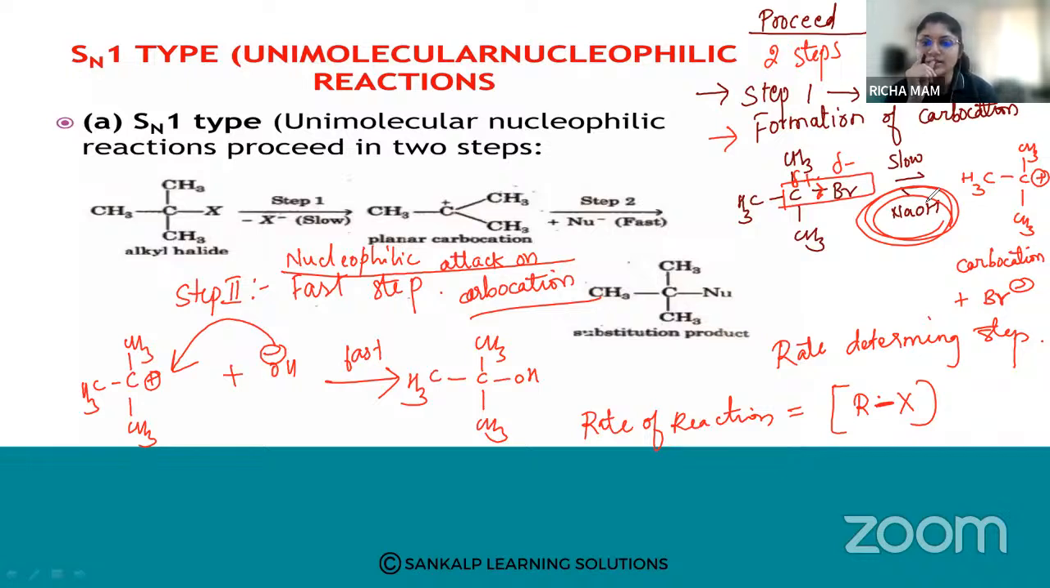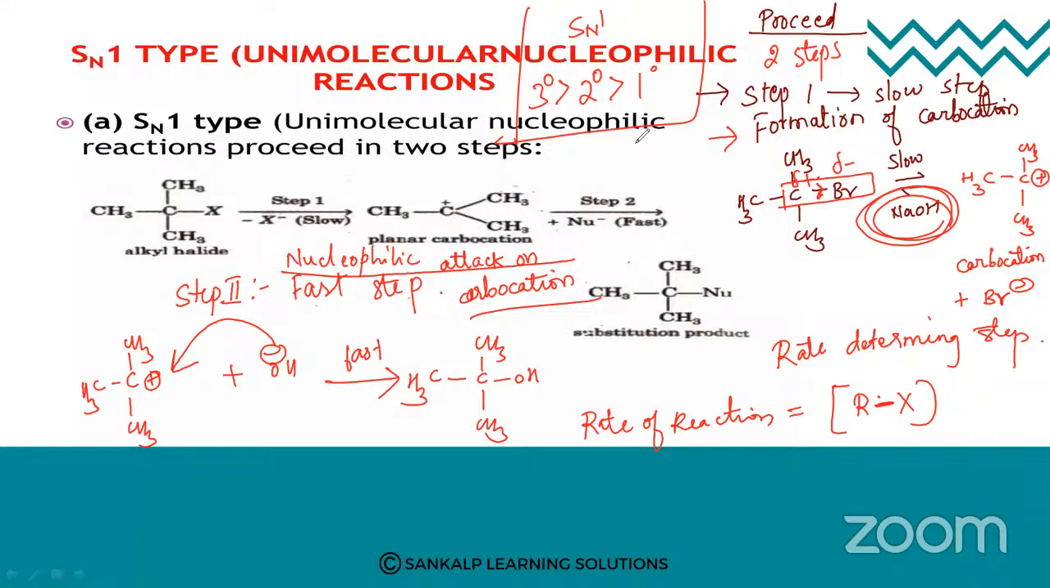Now, when we are discussing the stability of the carbocation, the tertiary is more stable, then the secondary, and then the primary for the SN1 mechanism. So for the SN1 mechanism, tertiary is more stable as compared to secondary and then primary. Is it clear? Yes, this much is clear. Yes, ma'am. Okay.